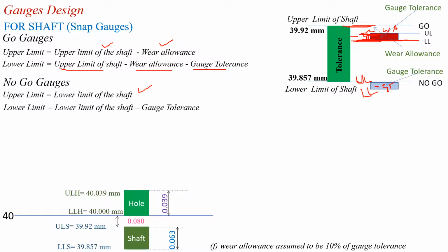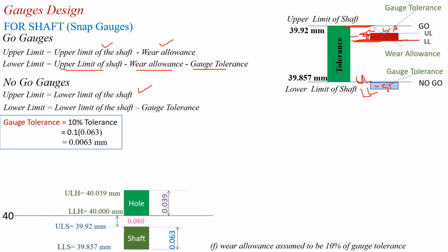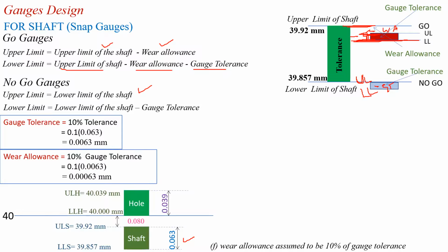Next we have to determine the gauge tolerance and the wear allowance. In general, gauge tolerance equals 10% of the tolerance. Here we are finding the gauge tolerance for snap gauges used for the shaft, so gauge tolerance equals 10% of the tolerance on the shaft. The tolerance on the shaft equals 0.063. Then gauge tolerance equals 10% of 0.063, which is 0.0063 mm. And wear allowance is 10% of the gauge tolerance, which is given in the data. Then wear allowance equals 10% of 0.0063, which is 0.00063 mm.